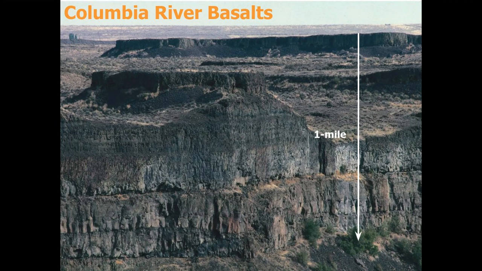And if you ever get a chance to take a drive to the Washington State, Oregon border area, you'll drive right through the thickest part of the Columbia River basalts. And on both sides of the highway, the stack or the layering of basalt is tremendous. It's a half a mile to a mile high.